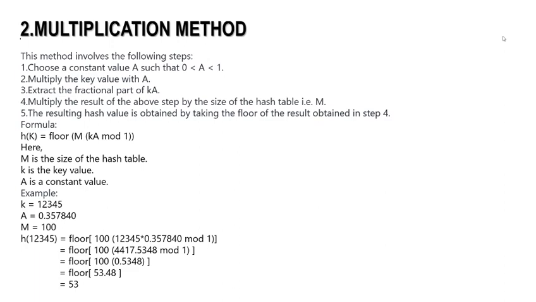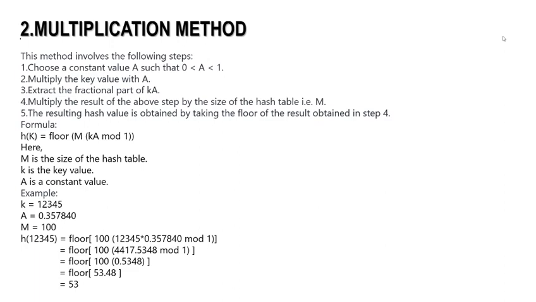The resulting hash value is obtained by taking the floor of the result obtained in the previous step. That is, after doing all the calculation, we have to take the floor value of the output for the given key value. Coming to the formula, h(k) = floor(m (kA mod 1)). Here m is the size of the hash table, k is the key value and A is the constant value. Let's consider an example and then proceed.